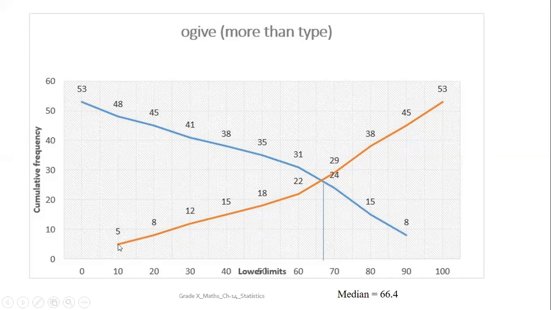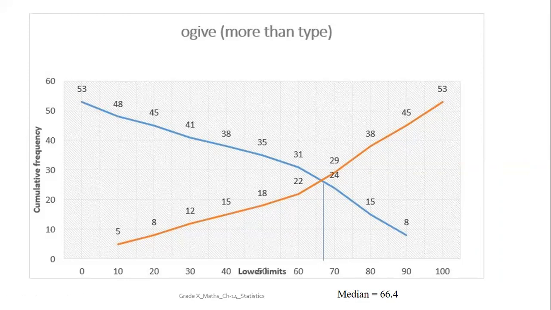So here we have both the curves, ogive of less than type and ogive of more than type. Both of them intersect at a point. So we are going to draw a perpendicular to x-axis and find out which point that is. That would be the median 66.4.